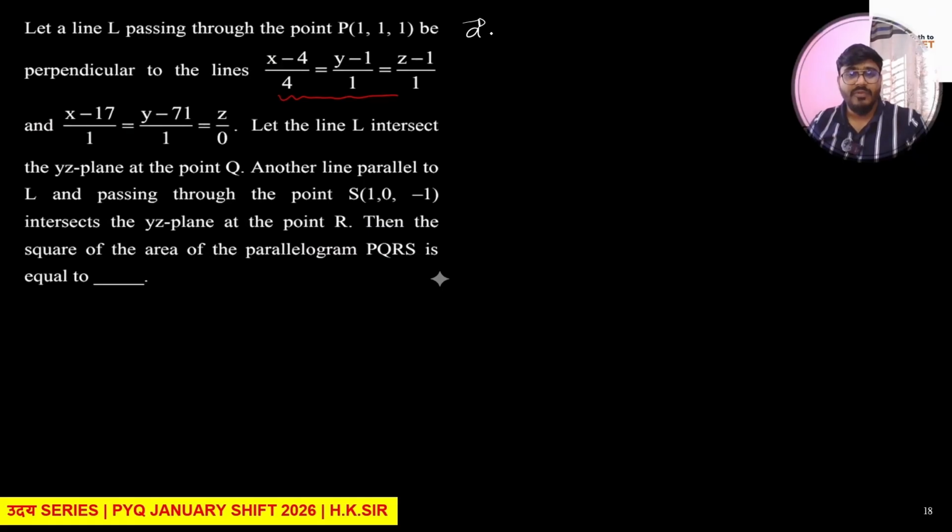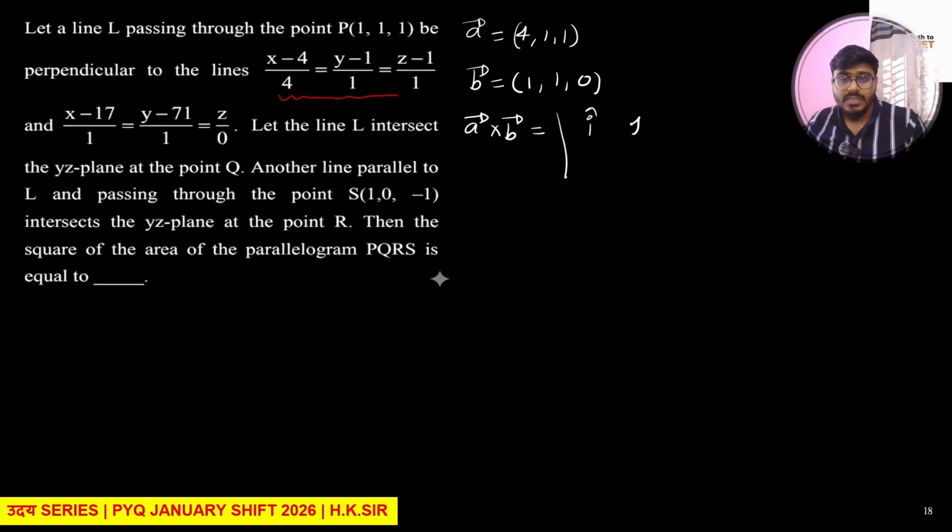So if a vector is the direction vector of this line, that is 4,1,1, and b vector is the direction vector of this another line, 1,1,0. Now how to find the direction vector of the line which is perpendicular to both these lines? By using the cross product, i cap, j cap, k cap, 4,1,1, 1,1,0. Now open this determinant.